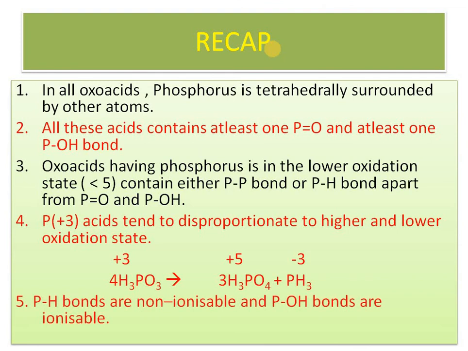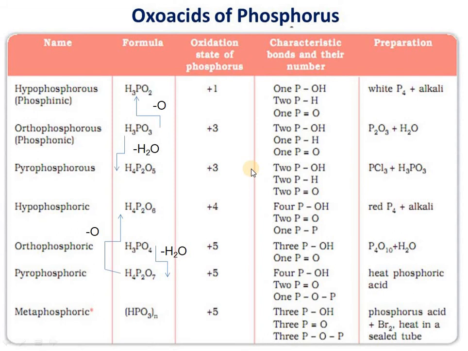By using this, H3PO3 can be converted to H3PO4. If you see, the oxidation state of phosphorus in H3PO3 is +3, that is changed into +5. It means oxidation takes place, and also reduction takes place when +3 oxidation changes to -3. Okay, and phosphorus hydrogen bonds are non-ionizable and P-OH bonds are ionizable. So this is just the summary of how we obtained these.